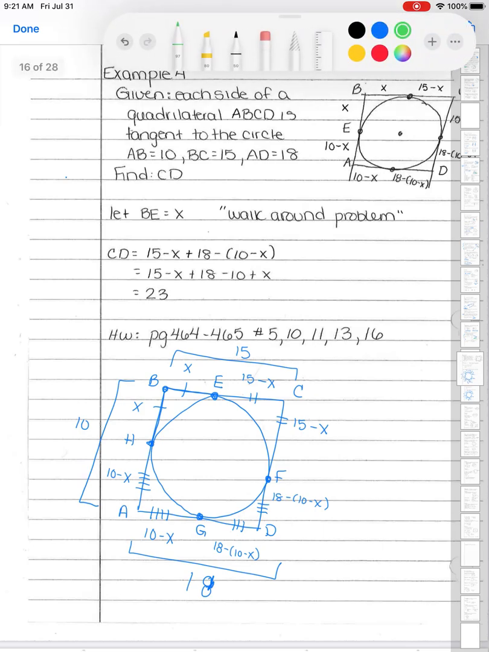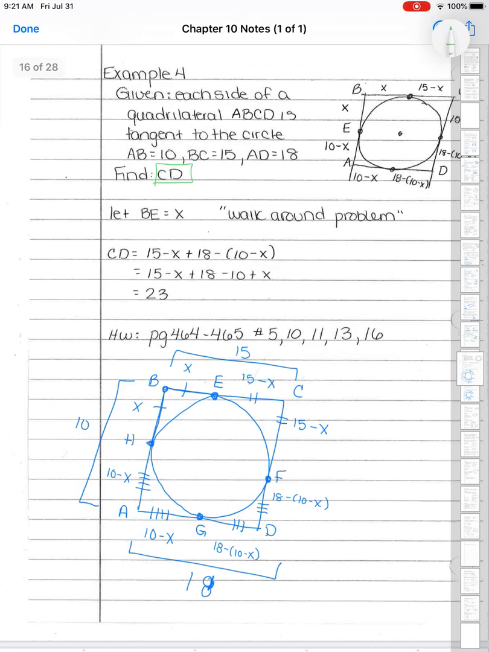Now, I'm being asked to get CD. That's what I have to find. Here's CD. What's CD made up of? It's made up of 15 minus x and 18 minus (10 minus x). So I'm going to add those two together. After I distribute all the negatives, you're going to find the x's actually cancel out. It's not always going to happen that way, but in this case it does. And then you're left with a single number. So that means CD is equal to 23.